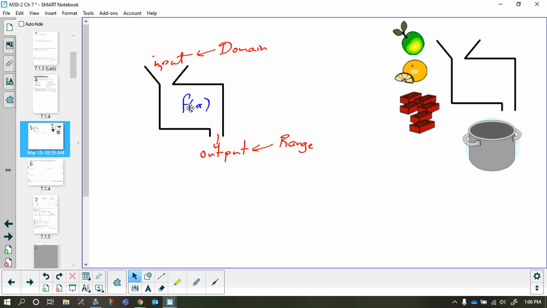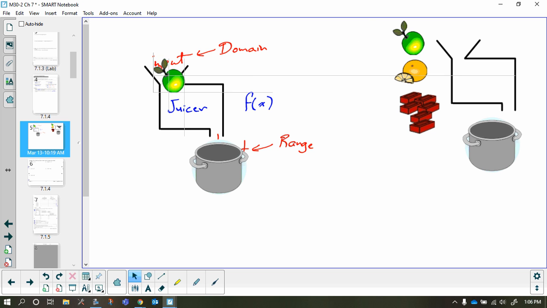But what we could do is imagine things a little bit differently here. Suppose what I have is a machine that is a juicer. There's certain input that I can stick in my juicer, and it'll give me some output. Just to make sure I can catch my output, I'm going to put a pot down here. If I was to take this apple and stick it into my juicer, is that acceptable input? Yeah. We would normally say that's acceptable input. What it's going to give me out will be apple juice.